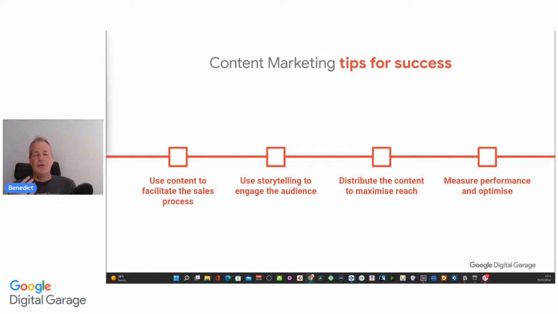Distribute the content to maximize reach. So, get it out there as much as possible to as many different channels as possible. Very, very important. All right. And then measure performance and optimize. The biggest thing is, of course, you need to check how things are going and learn from them and make decisions from that point. So that's very, very important.